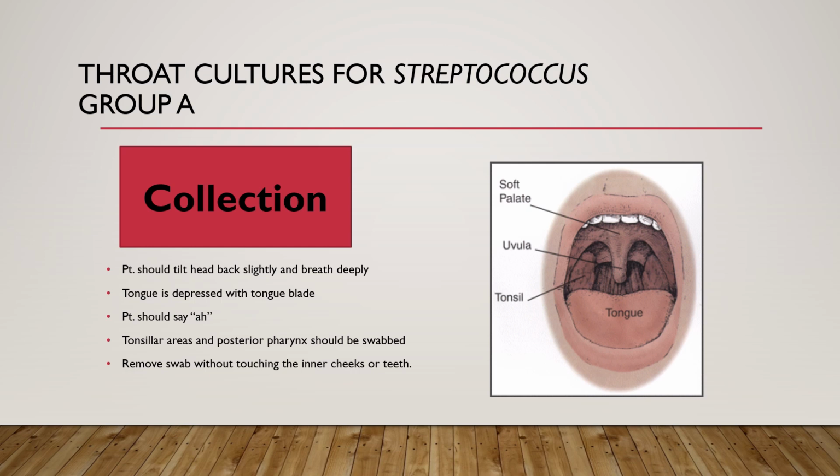Then we'll take a sterile swab and swab the tonsillar areas on both the left and right hand sides, and also behind the pharynx, which is behind the uvula, that little dangly thing in the back of the throat. We want to remove the swab without touching the inner cheeks, teeth, or tongue, and the reason why is we don't want to pick up all that interfering normal flora. Instead, we only want to culture out the Streptococcus pyogenes as best as we can.